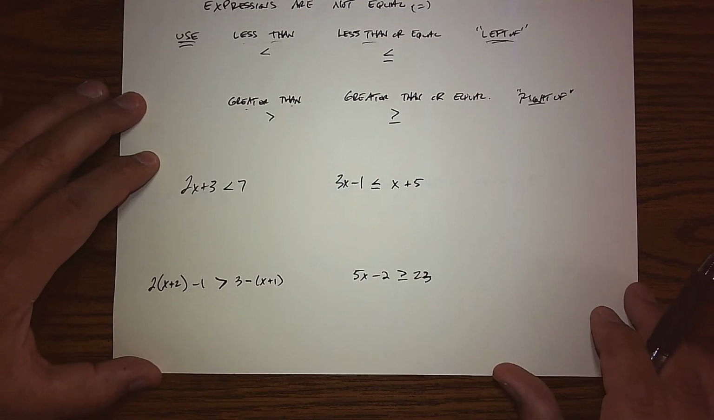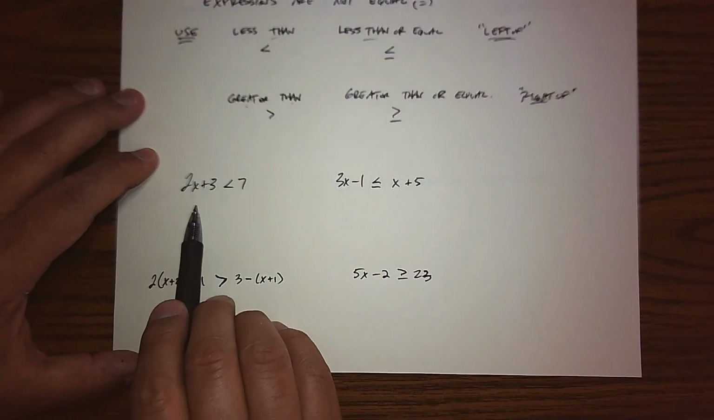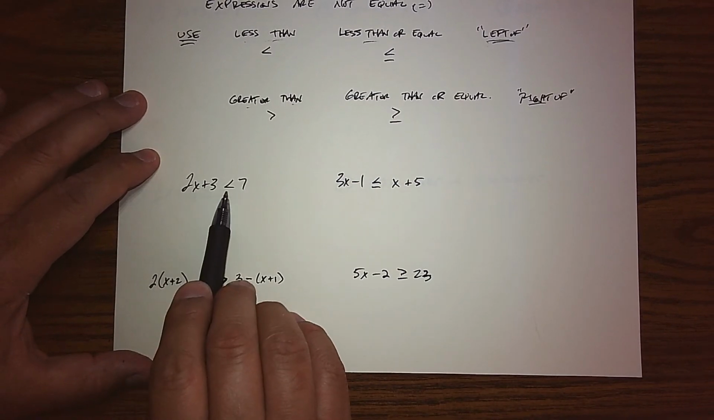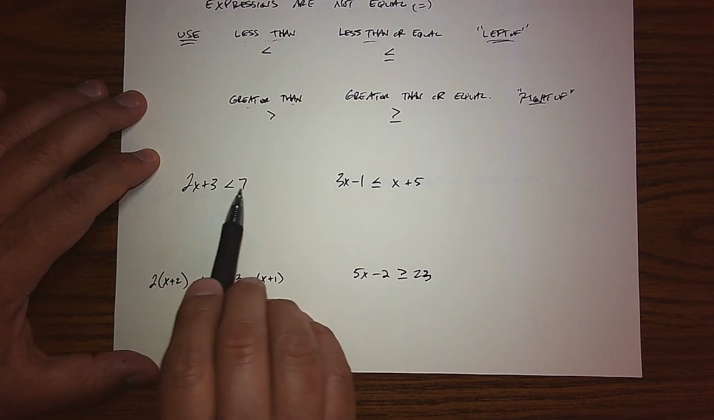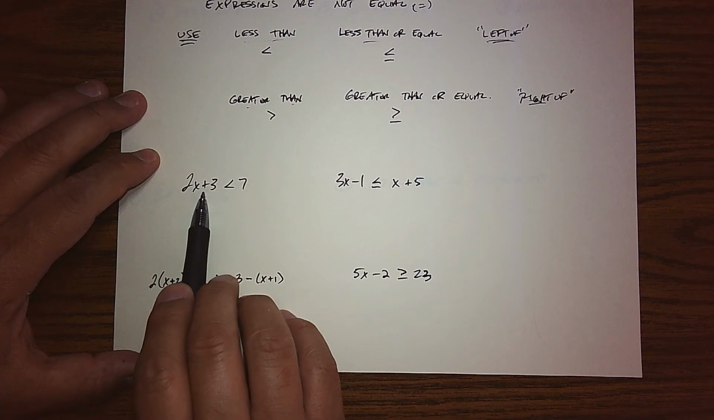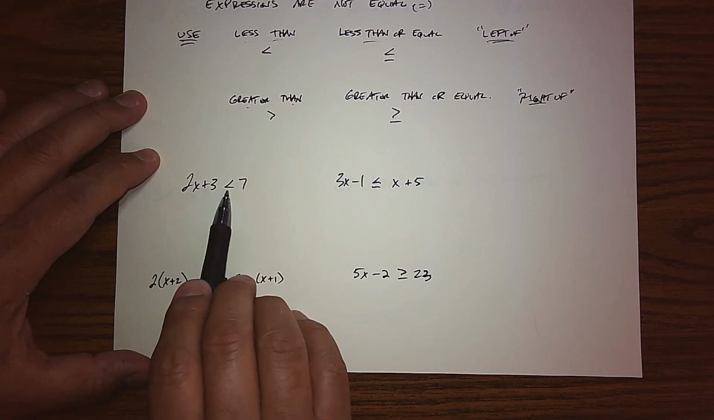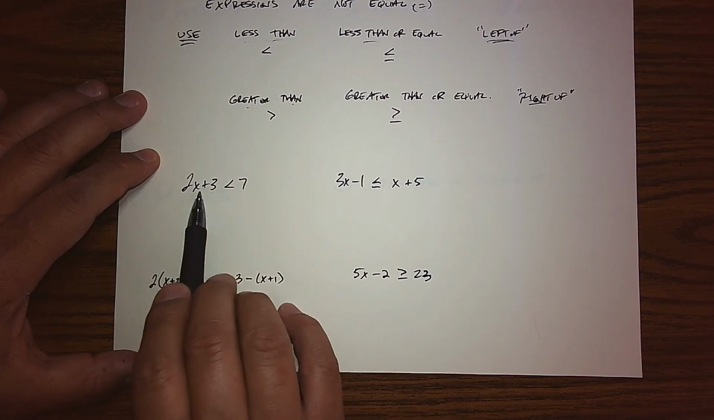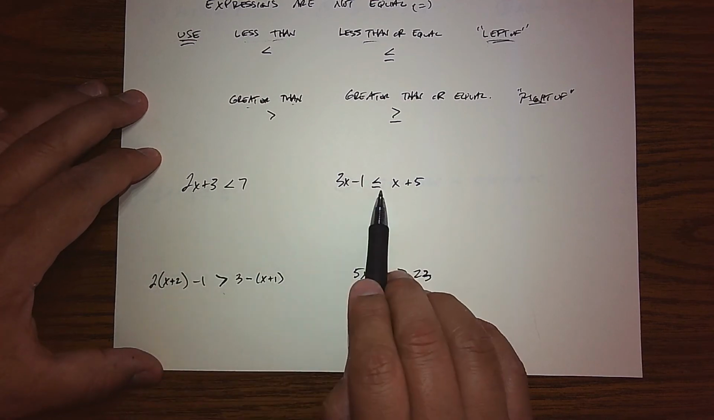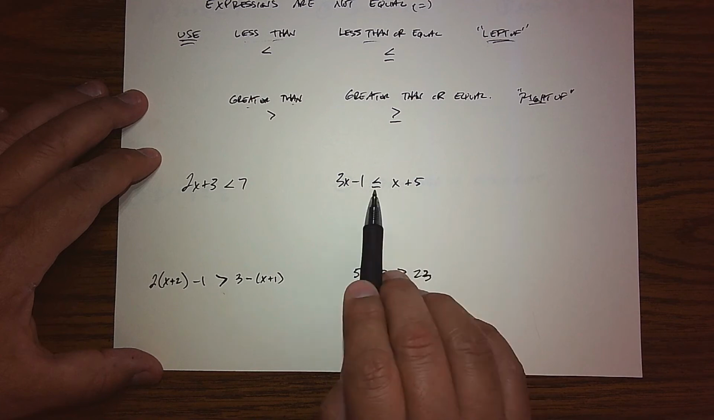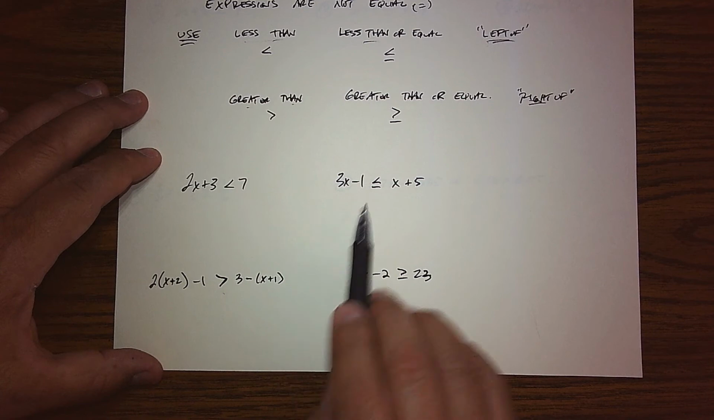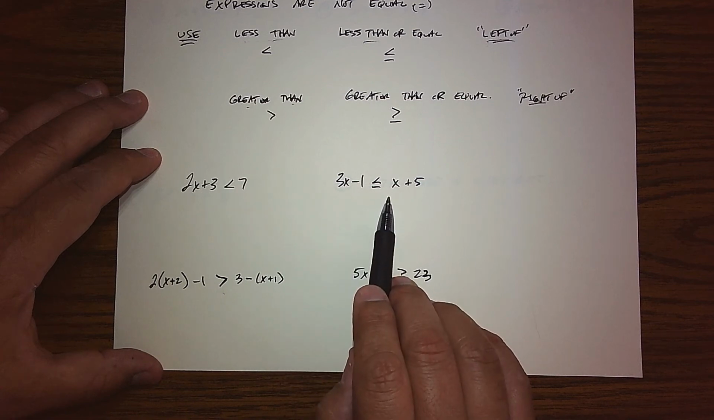And so again, what we're looking at is very similar, right? We're saying that this expression, 2x plus 3, is to the left of, or is less than 7. So these two expressions are not equal. I'm claiming that this expression is less than that expression. Of course, what we need to do is find, well, what values of x make that true? And we'll talk about that in the next video. Here I have two expressions, and I'm claiming that this expression is less than or equal to that expression. Of course, what values of x do that? We'll find out in a moment.